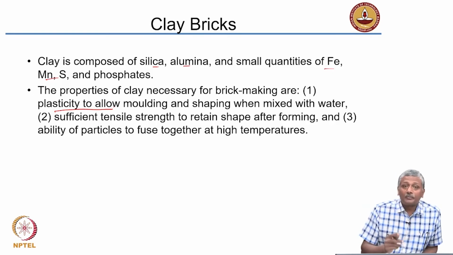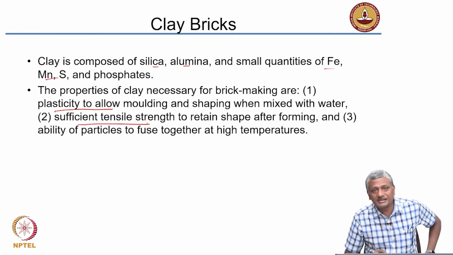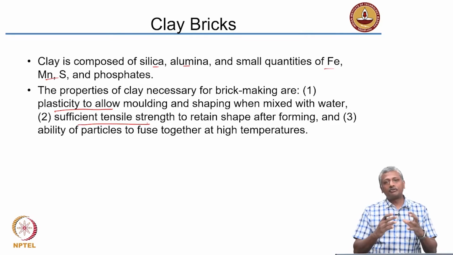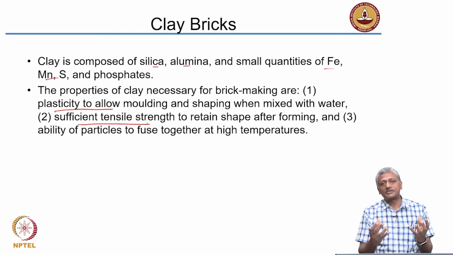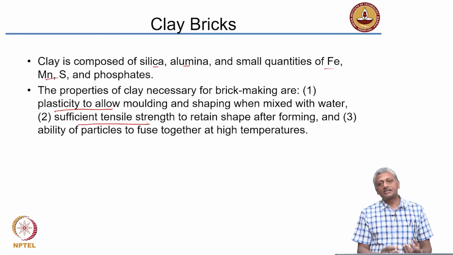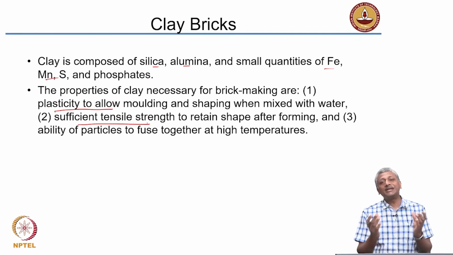Okay. Now after that shape has been created, the material needs to have sufficient tensile strength to retain the shape after forming. Now after forming, there is a chance that the material may collapse. So it needs to have sufficient strength. We call it green strength because it's not yet hardened. It needs to have sufficient green strength to retain its shape without collapsing. And secondly, over time, because there's water inside, there'll be drying of water from the clay.